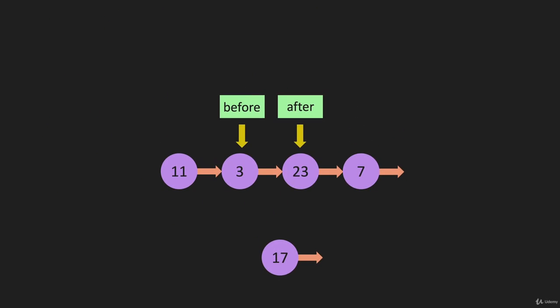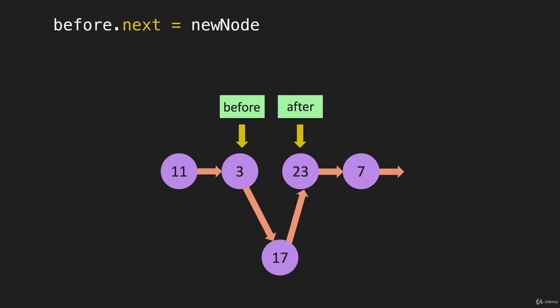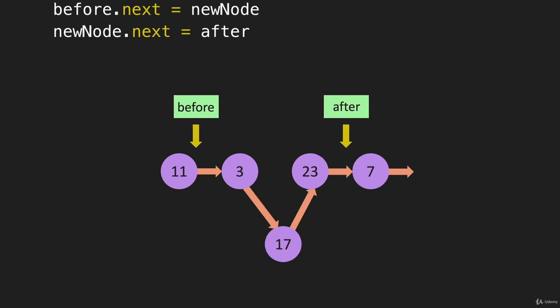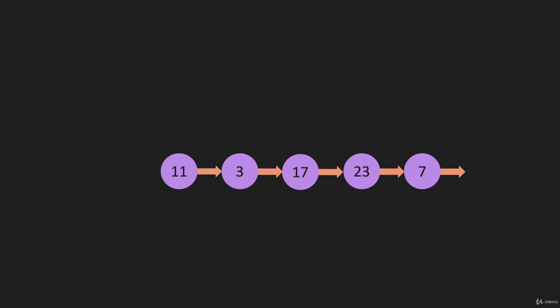So let's put everything back like that. And then we're going to move a couple of arrows here. We're going to take that arrow from the 3 node. Instead of having it point at the 23, we're going to have it point down here. And we'll do that with this line of code. And then we'll have the arrow from the new node point up to that 23 node with this line of code right here. New node.next equals after. And that adds that into the linked list. And this is going to be very similar when we do a doubly linked list.